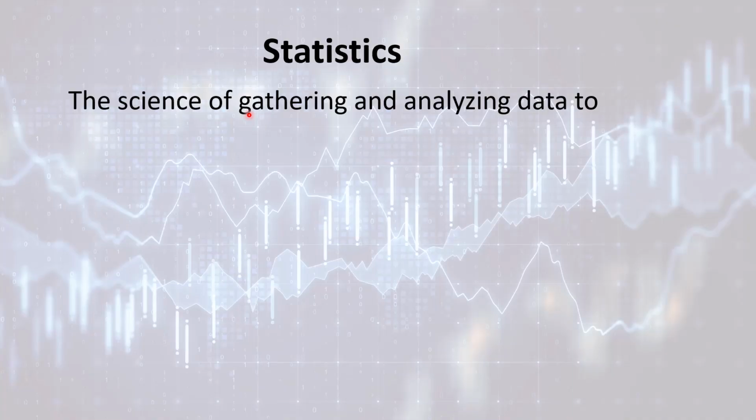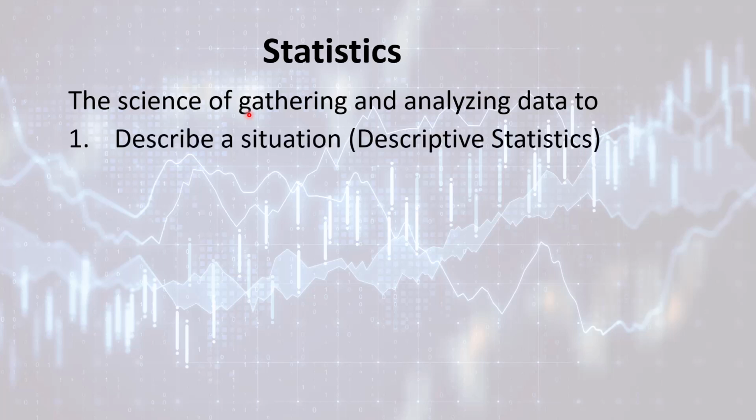What is statistics? Well, it is the science of gathering and analyzing data to do one of 3 things, or a combination of 3 things. 1, to describe a situation, and we call this descriptive statistics. For example, we might have a collection of data. They could be all the adults in South Carolina, and we might want to know what their average height is, what the average age is, or average weight, how much they eat, whatever. Describing that situation is what we would call descriptive statistics.